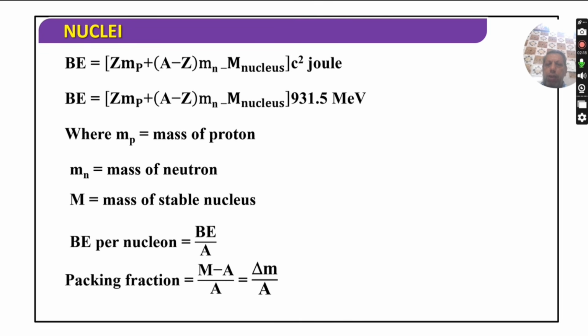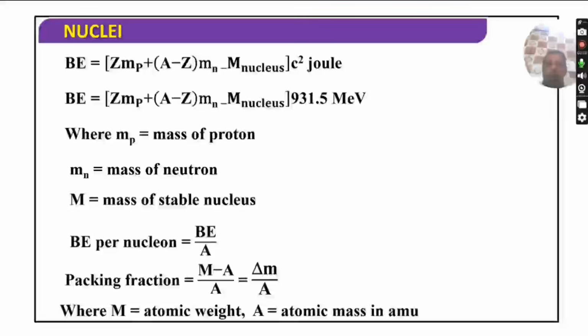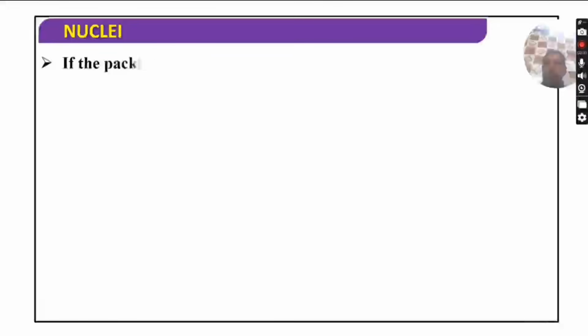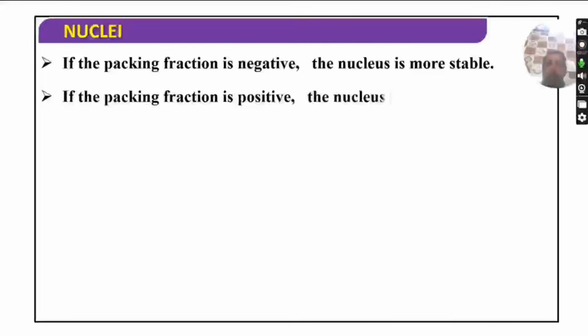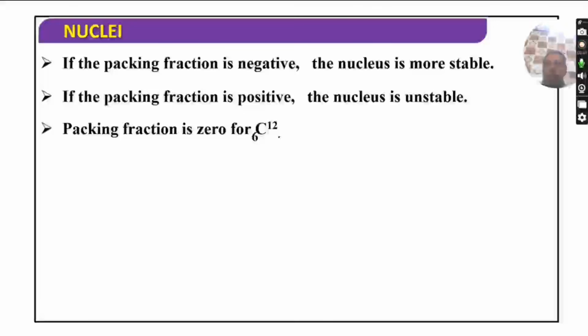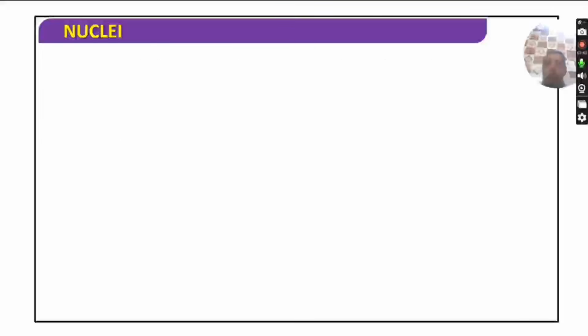Packing fraction is equal to M minus A, that is, mass defect divided by A. It means delta M over A, where M is the atomic weight and capital A is the atomic mass in AMU. If the packing fraction is negative, the nucleus is more stable. If packing fraction is positive, the nucleus is unstable. Packing fraction is 0 for C6 12.